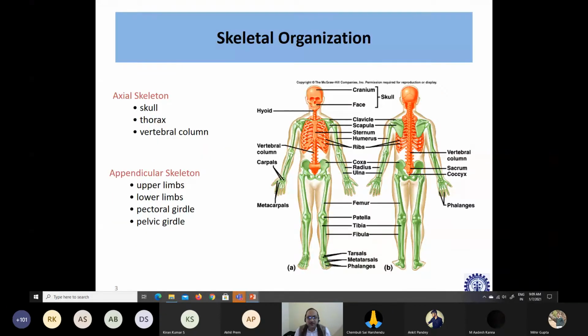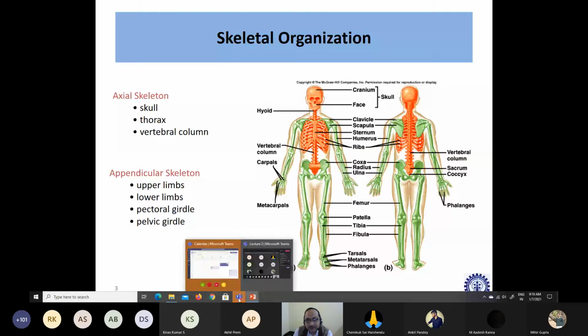Now, how does this whole organization of the skeletal system work? So we have the axial skeleton and the appendicular skeleton. Within the classification of axial skeleton, we have the skull, the thorax, and the vertebral column, marked in orange color. Clear? And the appendicular skeleton is marked in green color in the figure.